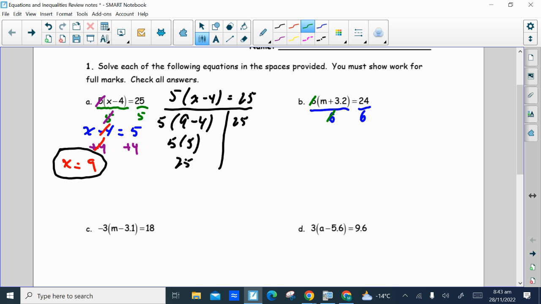On the left, the 6's cancel. That's why we divided both sides by 6. You're left with m plus 3.2 on the left, and on the right, that equals 24 divided by 6, which is 4. Then to get the m by itself, we would subtract the 3.2 from both sides. So the 3.2's cancel on the left. We have m by itself. On the right, 4 minus 3.2 is 0.8. And so there's our solution.